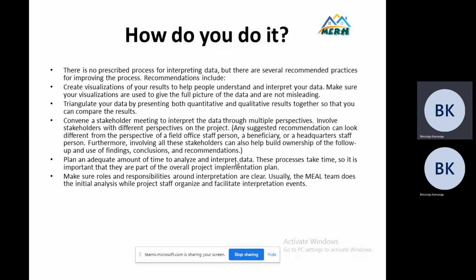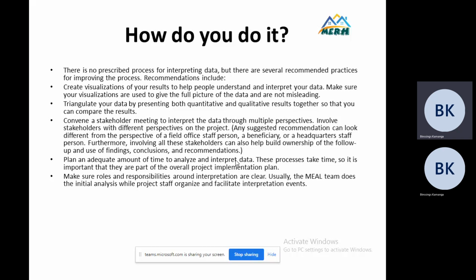So triangulating your data means that you're looking at 3 points, right? You're looking at the quantitative aspect, you're looking at the qualitative aspect, and then you're combining these two to create a third point, and that's how you create a triangle, or triangulate the data. So convene a stakeholder meeting to interpret the data from multiple perspectives. So that's another aspect of how you do it. You meet the other stakeholders and see how they interpret the data, and then you combine the perspectives that you have.